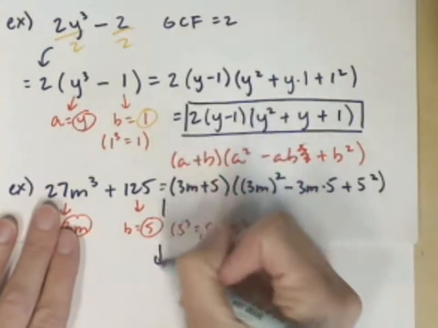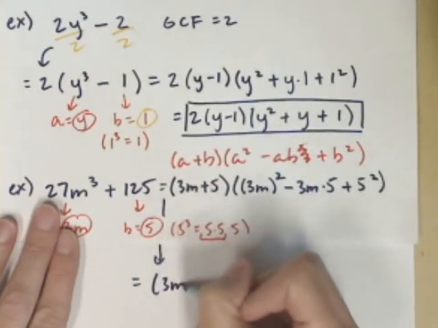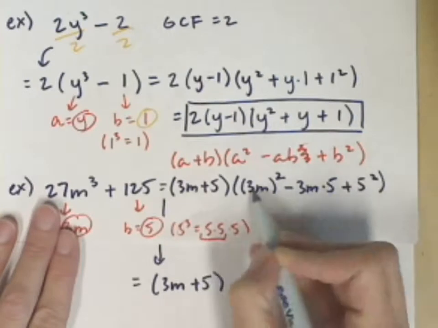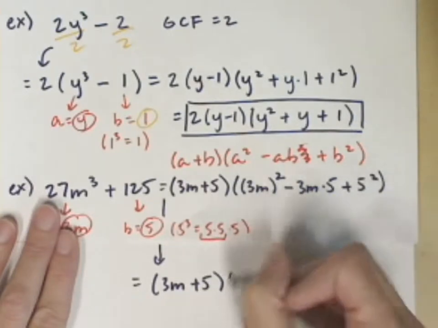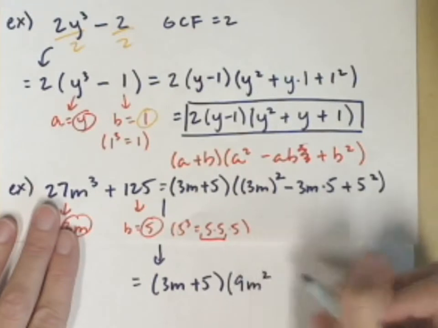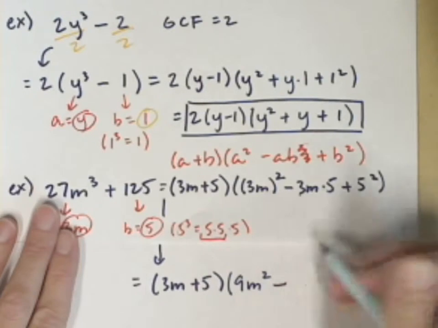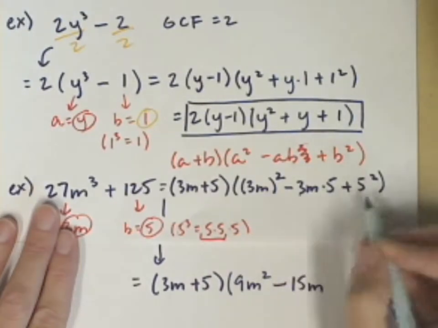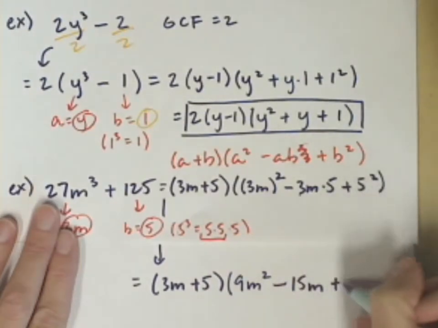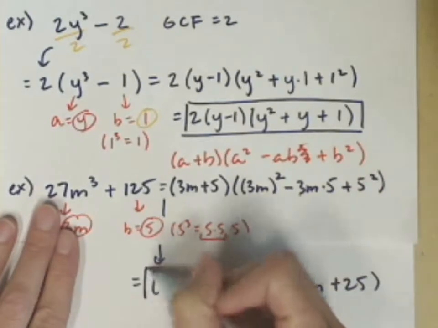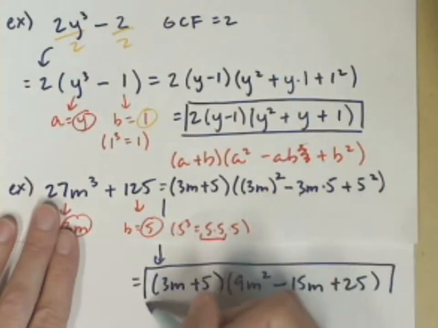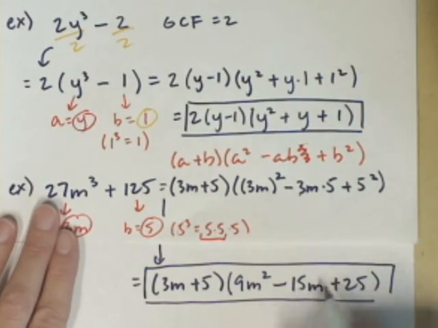If I clean this one up, it's going to look like this. So this equals 3m plus 5, 3m squared, that's going to be 9m squared for the 3 squared and then m squared, minus, the coefficient is going to be 3 times 5, so 15m, plus 5 squared, which is 25, so plus 25. And that's my factorization. The nice thing about the formula is you're guaranteed that trinomial does not factor any further.